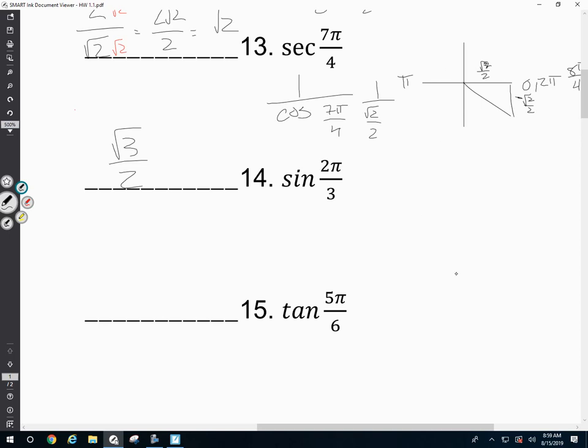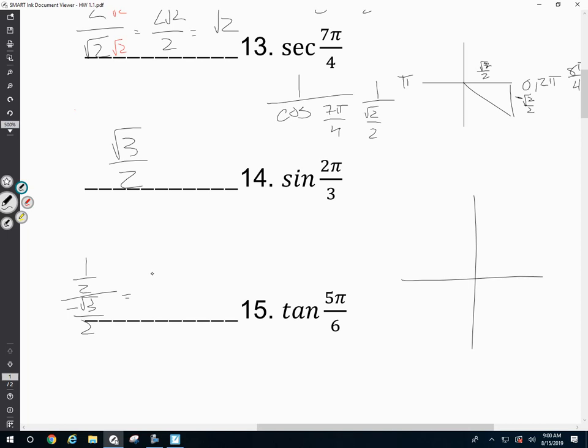Tangent of 5 pi over 6. Okay, 5 pi over 6 is going to be right here because this is 6 pi over 6. Subtract the pi over 6. I put 5 pi over 6. Tangent is opposite over adjacent, vertical over horizontal. The vertical is the smaller side length. The horizontal would be the longer side length. I am going up and to the left to get here. So I have 1/2 divided by negative root 3 over 2.